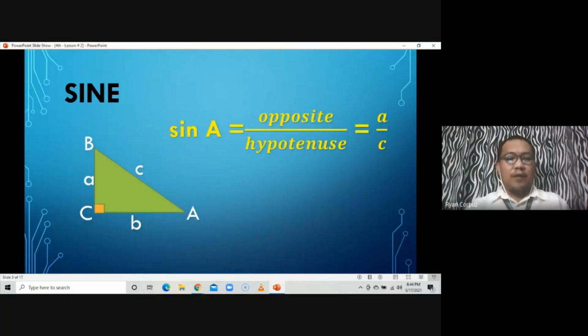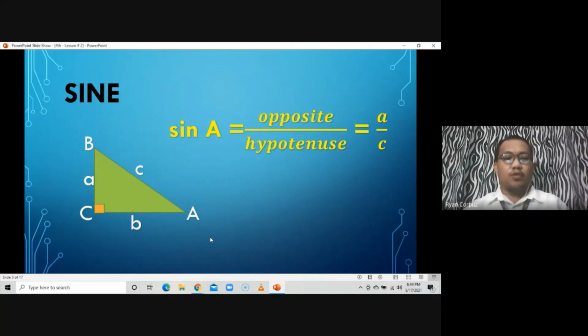With this given right triangle, triangle ABC, angle A, ang opposite niya ay side A. Small letter for the side, capital letter for the angle. Angle B, ang opposite side niya ay side B. Then angle C, ang opposite side niya ay side C. Since it's a right triangle, obviously that side C is what we call as the hypotenuse. And these two legs here, A and B, are called the legs.